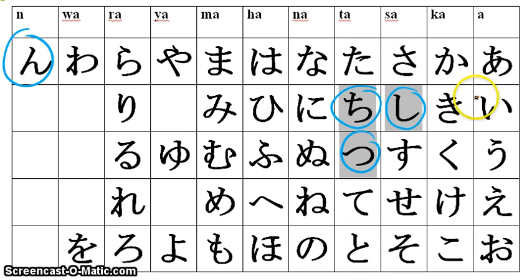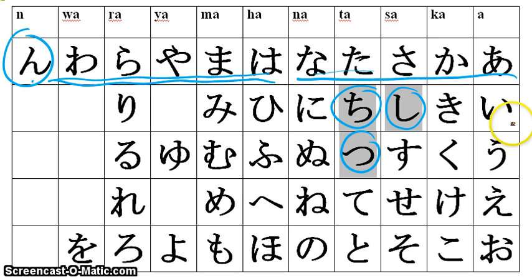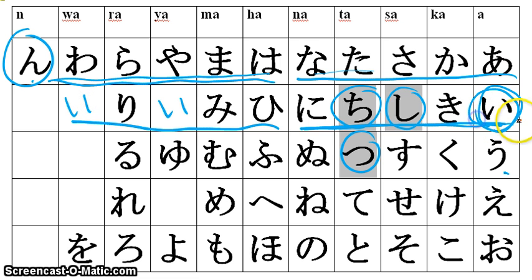Let's go across a little faster. A, ka, sa, ta, na, ha, ma, ya, ra, wa. A, ka, sa, ta, na, ha, ma, ya, ra, wa. I, ki, shi, chi, ni, hi, mi, ri, I. I, ki, shi, chi, ni. By the way, when they're blank, you can put these in with I because this is the I row. I, ki, shi, chi, ni, hi, mi, ri, I.